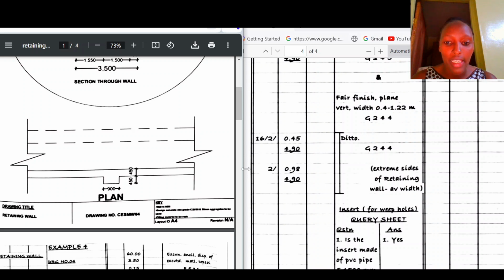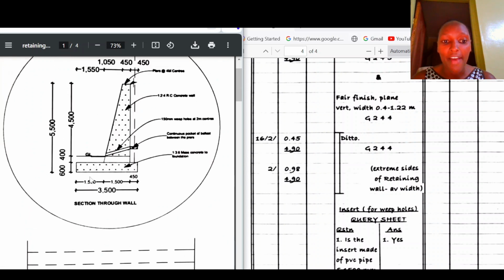Then for the retaining wall, we shall take the average width, because for the sides here it's narrow, here it's wide. So 1500 plus 450 divided by 2, we shall get 0.98. Then the height 4.90, then we multiply by two sides. So this one will be the formwork for the sides of the wall. So you can see it's the extreme sides of the retaining wall.